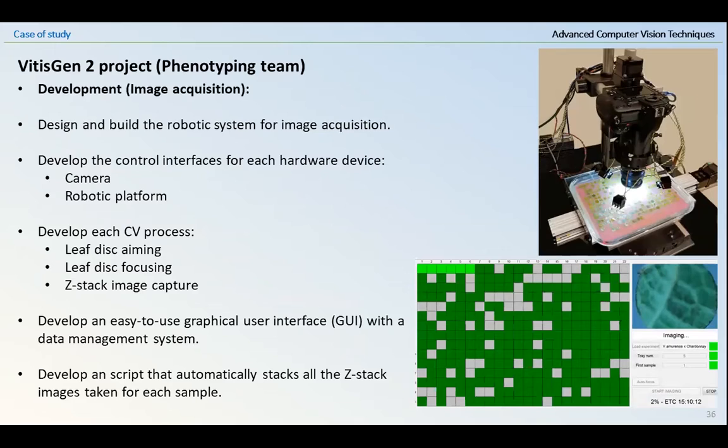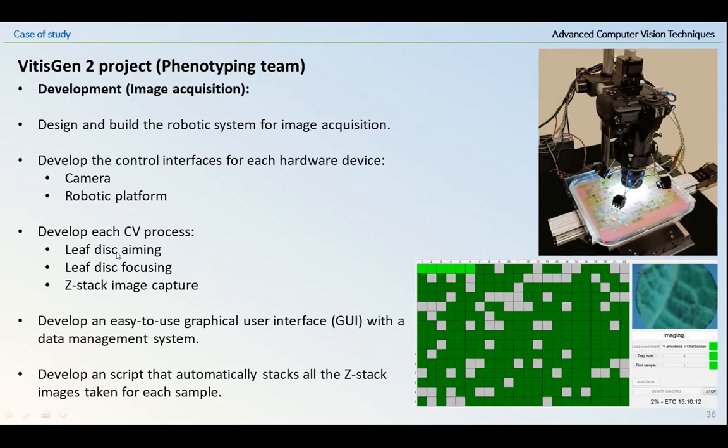For the development of the image acquisition step, we built this robotic system for the image acquisition, which is this one in the picture. This was the version 3. That means that we also developed a control software for the camera, for the robotic stage, for all the methodologies. And besides this, for the image acquisition step, we developed 3 different computer vision processes.